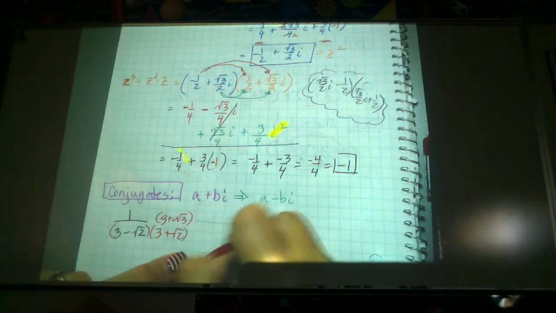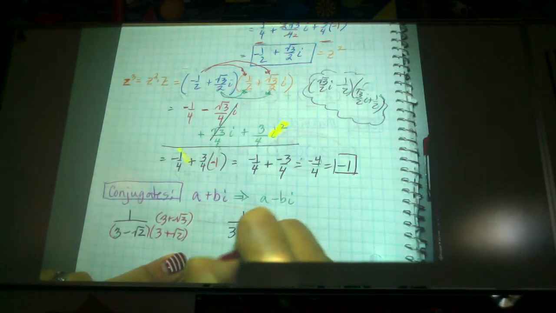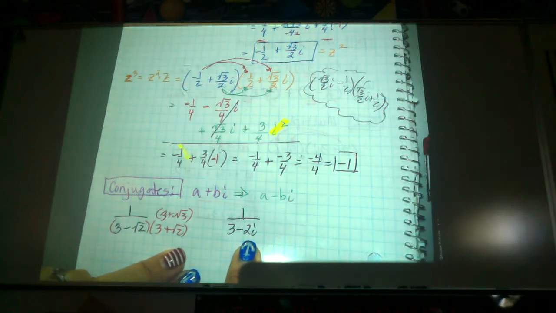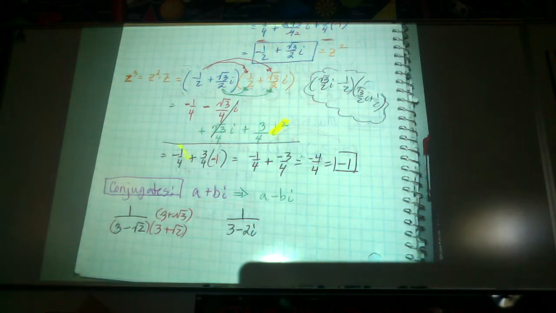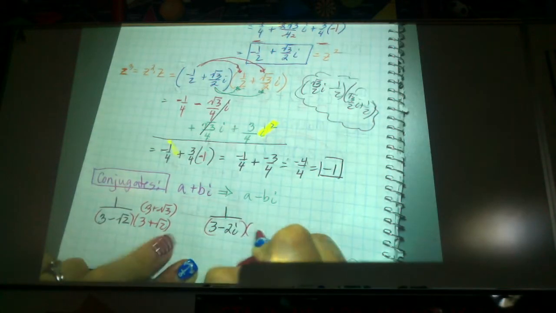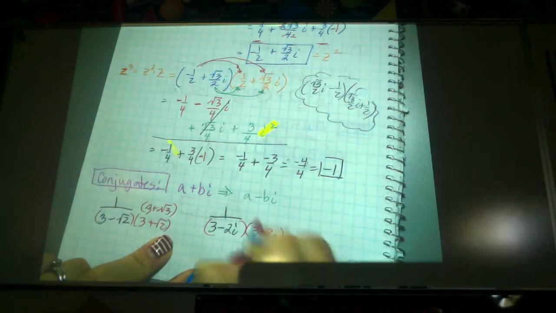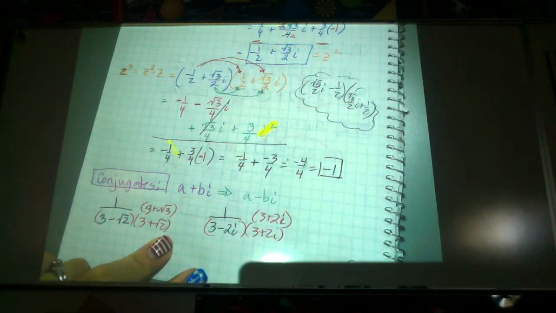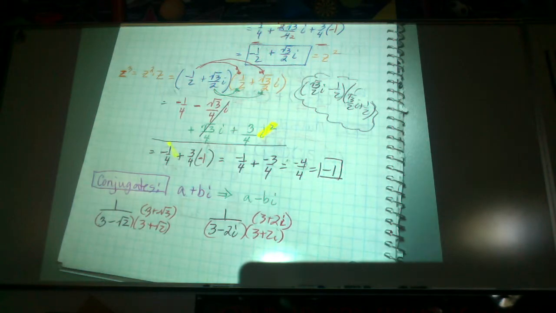If I had 1 over 3 minus 2i, this is no different than 3 minus 2 times the square root of negative 1. It's a radical in the denominator. So to get rid of that, we'd multiply by its conjugate, 3 plus 2i, top and bottom. And so we're going to do some of that here in a minute.